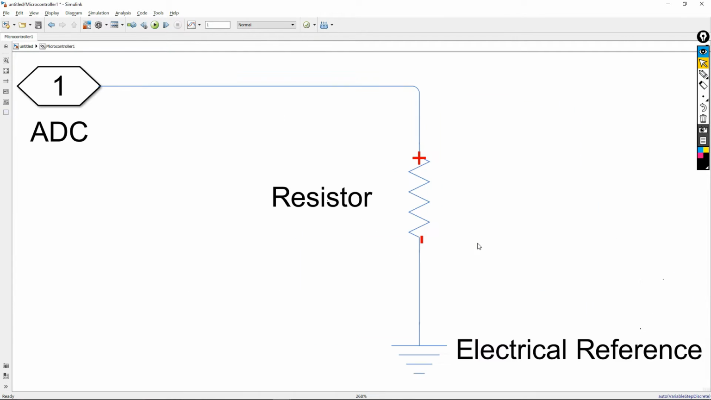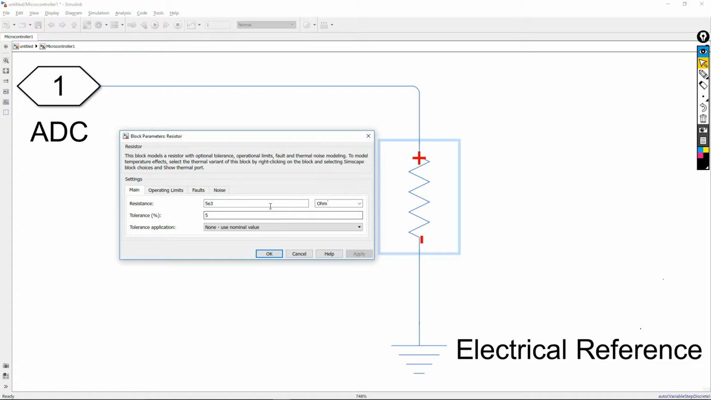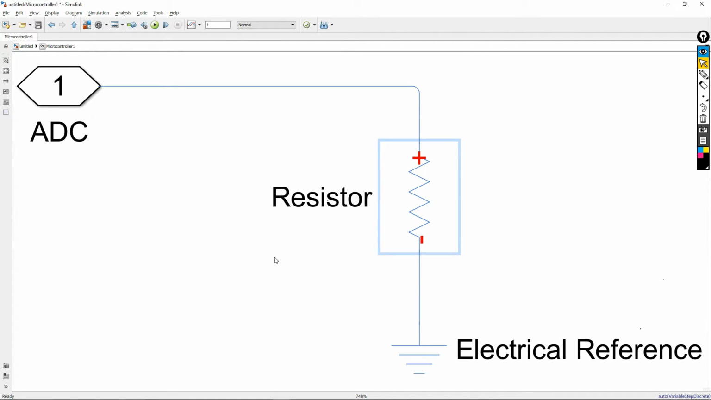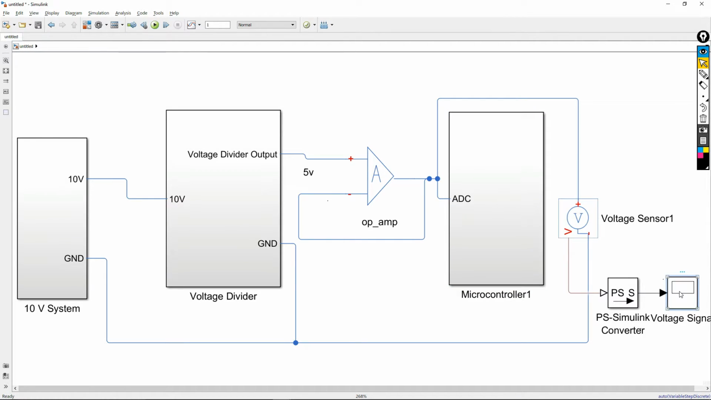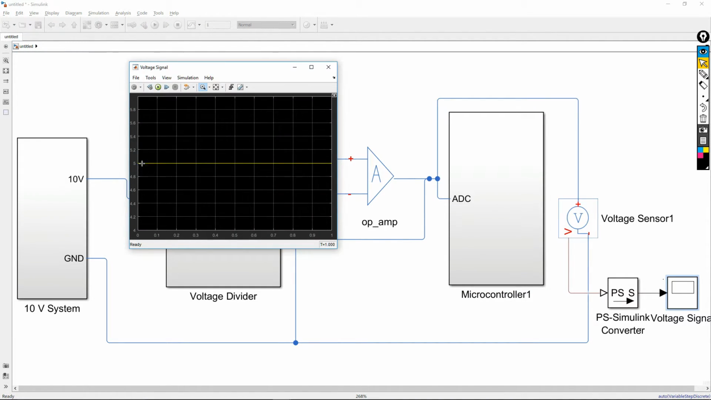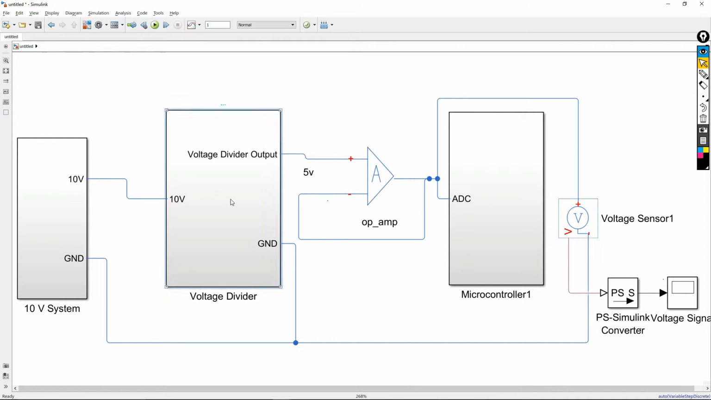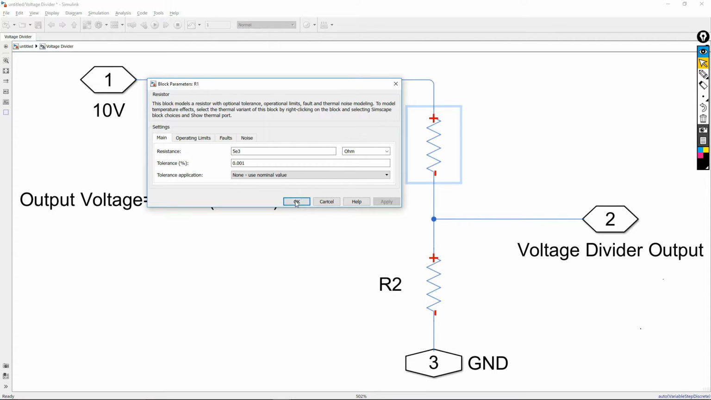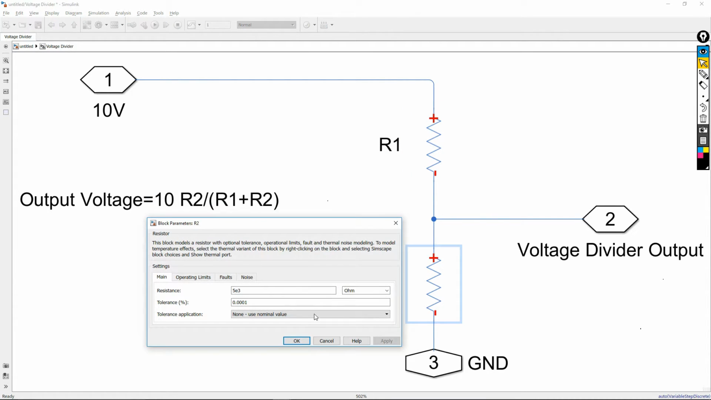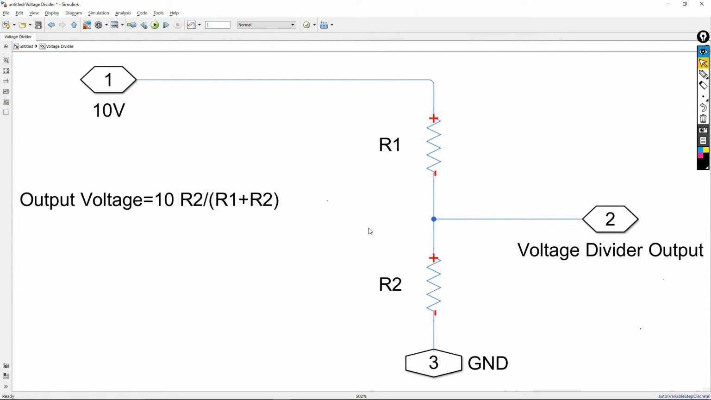Just to show you guys, for example, if I go and change this value to another value, let's say 2 kilo ohm, and run the simulation again, I will see that I'm still getting the 5 volt, which is what I designed in my voltage divider circuit here, where I made R1 equal to 5 kilo ohm and R2 equal to 5 kilo ohm.